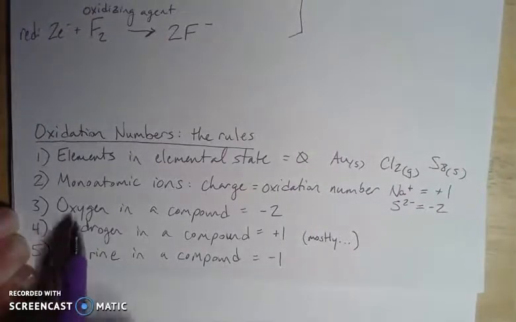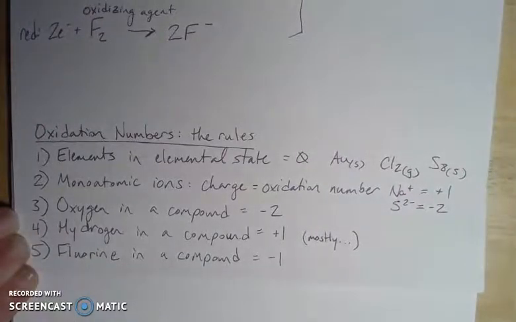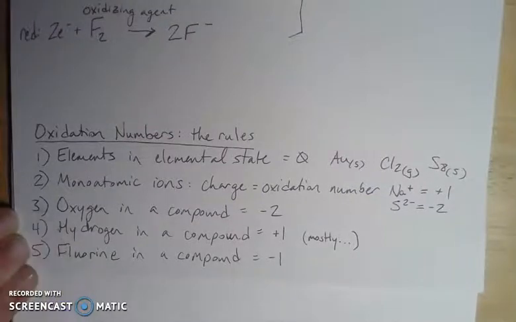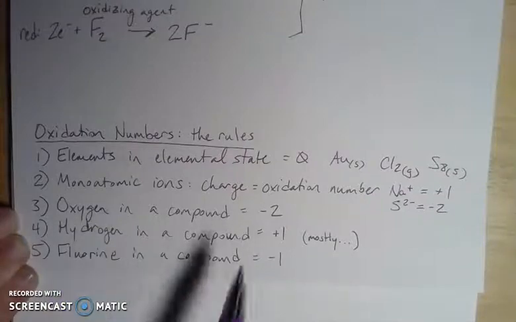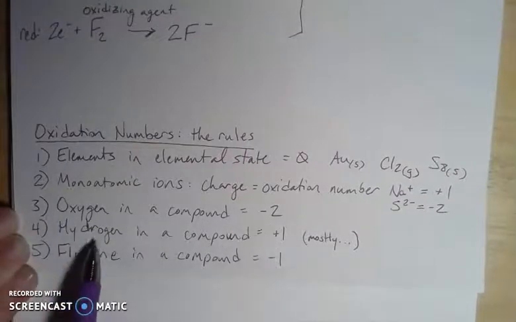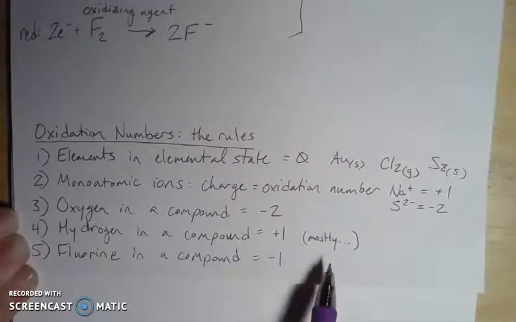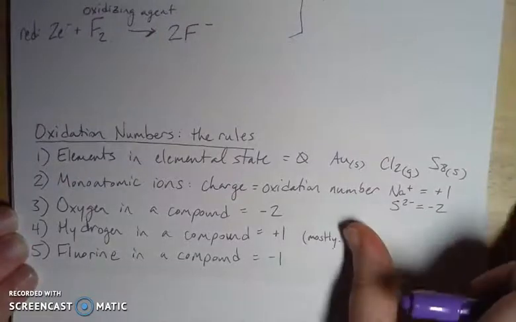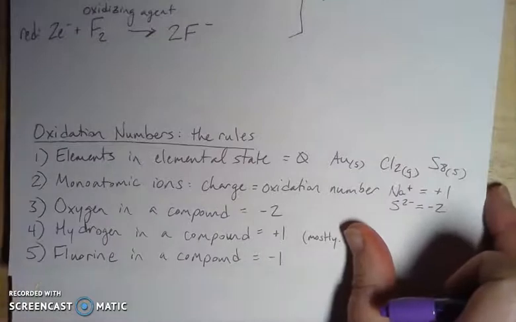Now there are 3 rules for specific elements. You've already seen that oxygen and hydrogen are pretty important, especially in a biological context. So oxygen has its own rule: anytime it's in a compound, it's a -2. Hydrogen, whenever it's in a compound, is +1, except when it's not, which sometimes is a -1. That goes a little bit beyond the scope of this particular video. And then fluorine, because of its electronegativity and the way that it does chemistry, is always a -1. So these are the rules.